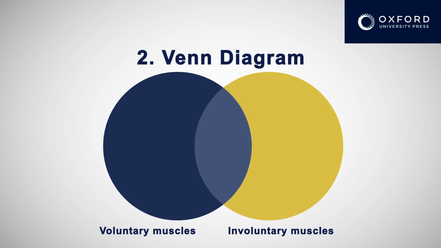muscles with involuntary muscles. The part of the circles that do not overlap is where we write the differences between these two muscles, and the part where the circles overlap is where we write down the similarities between these two.